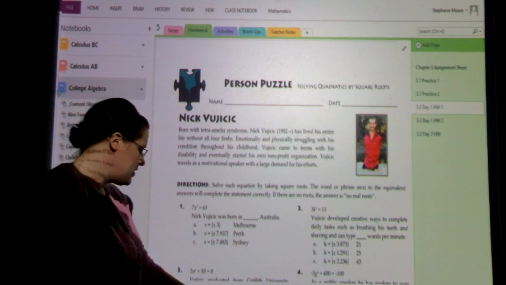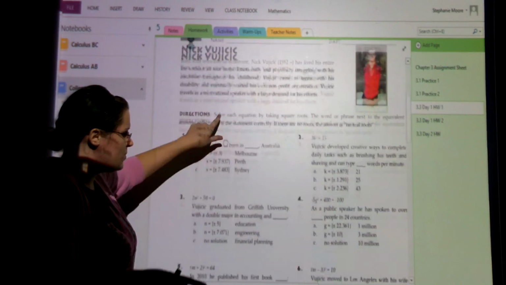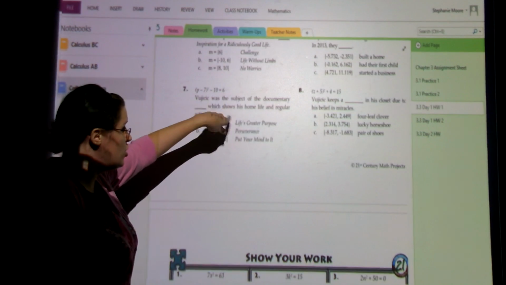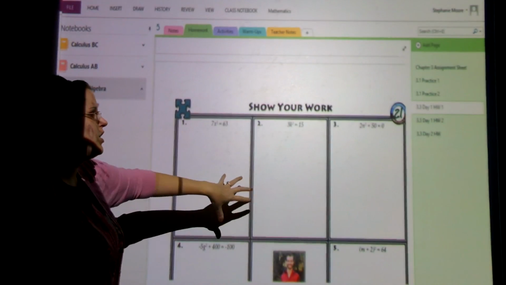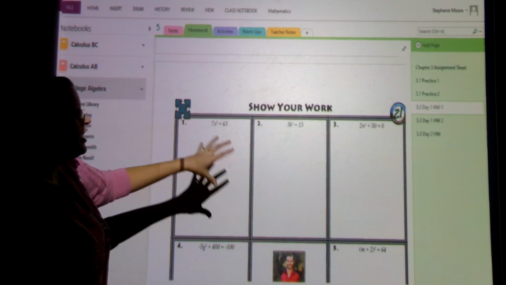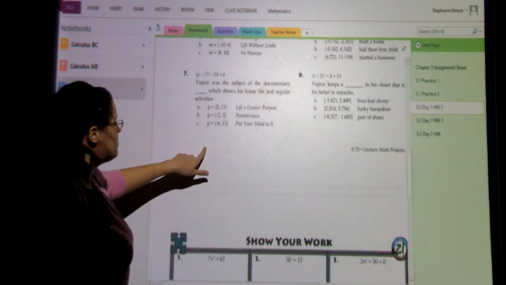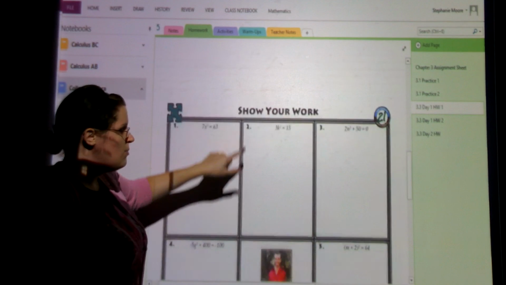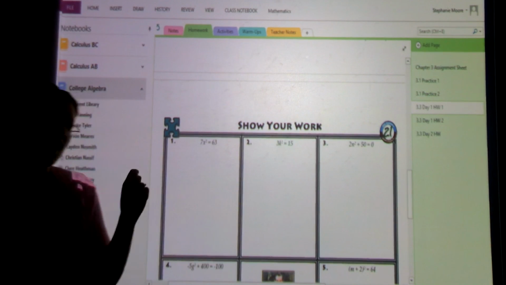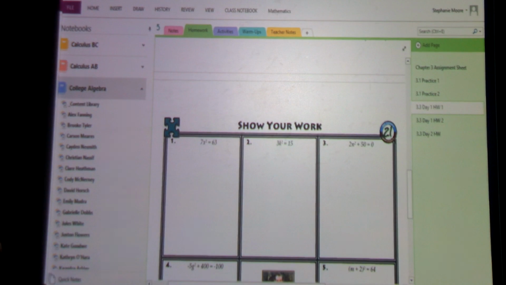You've got a person puzzle. These are solving algebraically. Once again, circle or highlight your answers, and then make sure you have work down here. You must have work down here. Now, even though they may give decimals up here, that's fine to help you check it, but all of your answers need to be exact square roots. Okay? Don't give decimals if you're solving algebraically.